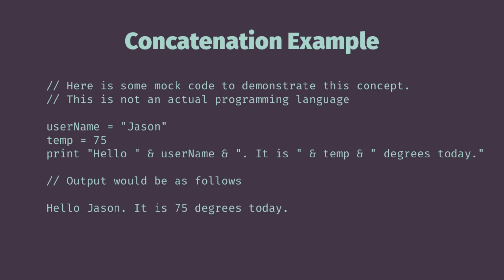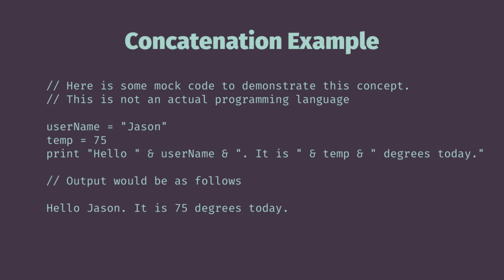And then I'm going to glue that to the words contained in the next set of double quotes, degrees today. So after I glue all of these things together, these 3 lines of programming code would produce the output, hello JSON, it is 75 degrees today. The idea here is that we are gluing all these pieces together so that we end up with a sentence that's customized. And I could change the name, I could change the temperature.